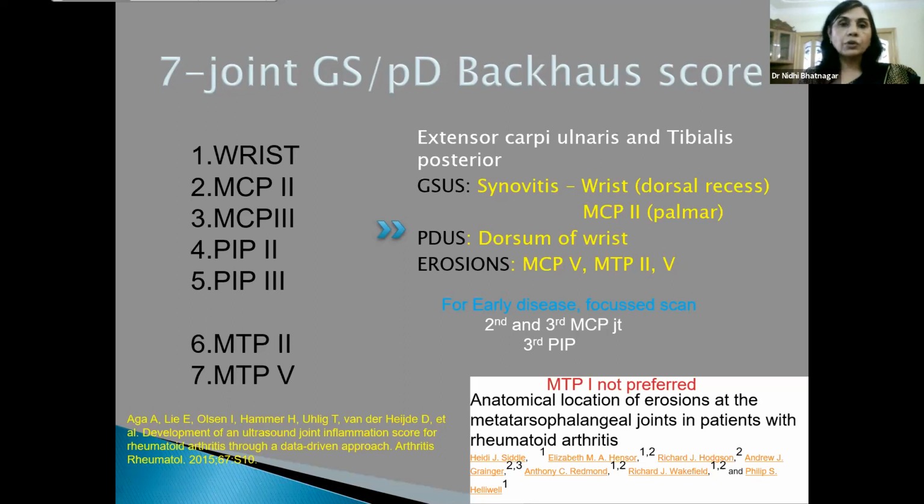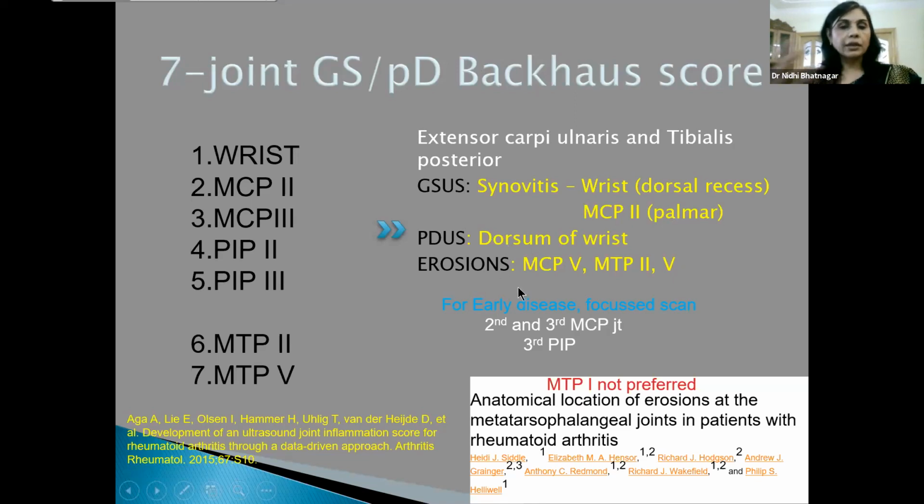Now, Aga et al. was another task force group, and they added evaluation of 2 tendons, the extensor carpi ulnaris and tibialis posterior. Power Doppler ultrasound was most useful for the dorsal recess synovitis at the wrist. That means not only the grayscale, but even the power Doppler lifting evidence was much higher when we were dealing with the dorsal recesses of the wrist. And for cortical erosions, it was suggested that the metatarsophalangeal joint 5 was most sensitive.